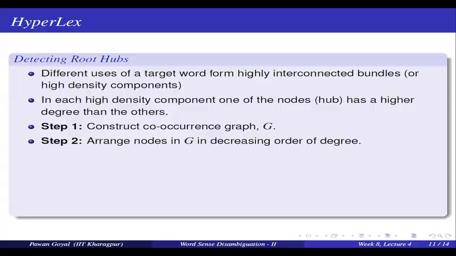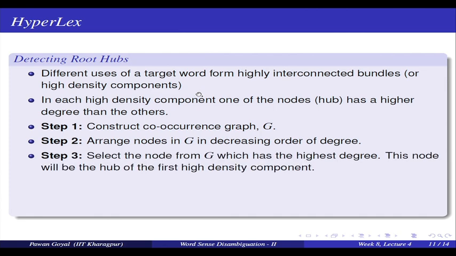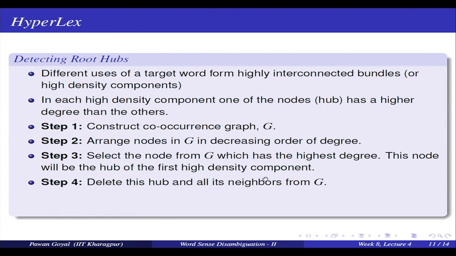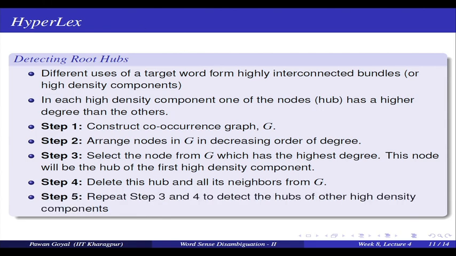Keep on doing that. So once I have arranged the nodes in graph G in decreasing order of degree, now select the node from G that has the highest degree, and this will be the hub of the first high density component. Now delete this hub and all its neighbors from the graph. From the remaining graph, again repeat steps 3 and 4 to find out what are the hubs and what are their high density components.